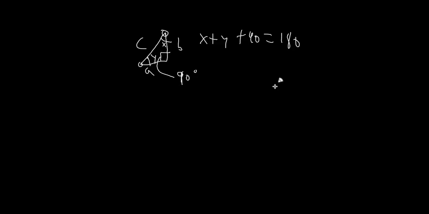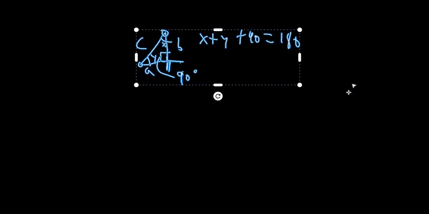Now, to identify the 90 degree angle, it's basically where the side lengths intersect. So the side lengths intersect right here, and they form a 90 degree angle. So that's how you can identify the 90 degree angle. Okay? So now, let's get into solving right triangles.